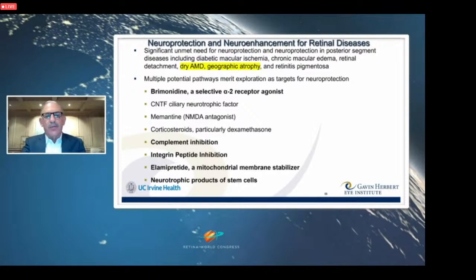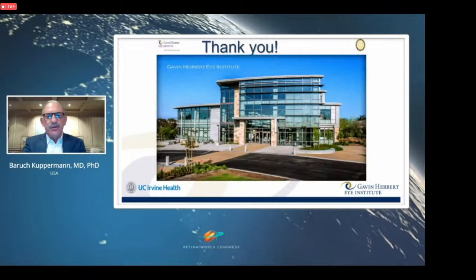I didn't really talk about brimonidine because it's now no longer being developed. Allergan has been bought by AbbVie, and they've held off on that. But again, there's evidence of complement inhibition, integrin peptide inhibition, mitochondrial membrane stabilization, and a potential future of neurotrophic stem cell treatment. Maybe human retinal progenitor cells may be the future for this condition. So the hope is that we will have treatments for dry AMD and geographic atrophy in the not so distant future. Thank you so much for your attention, everyone.